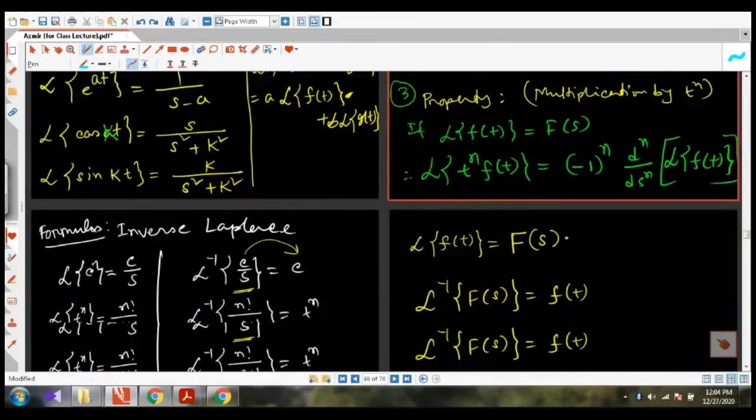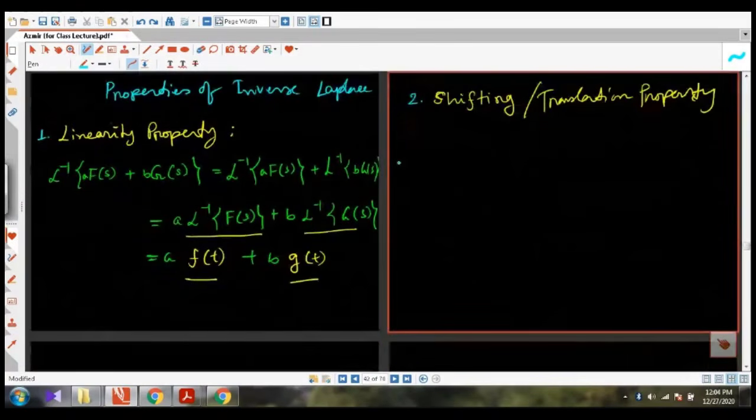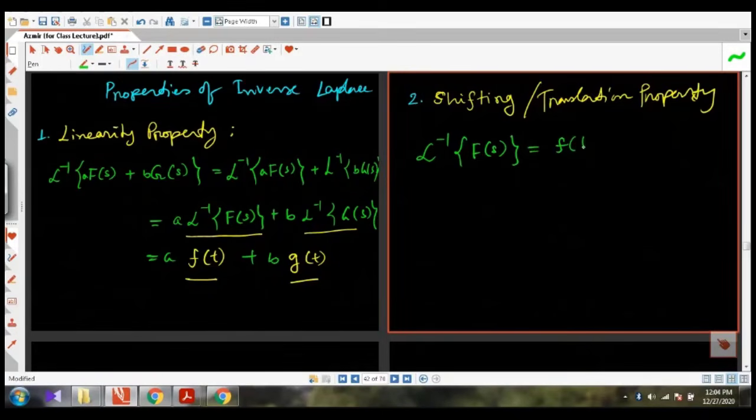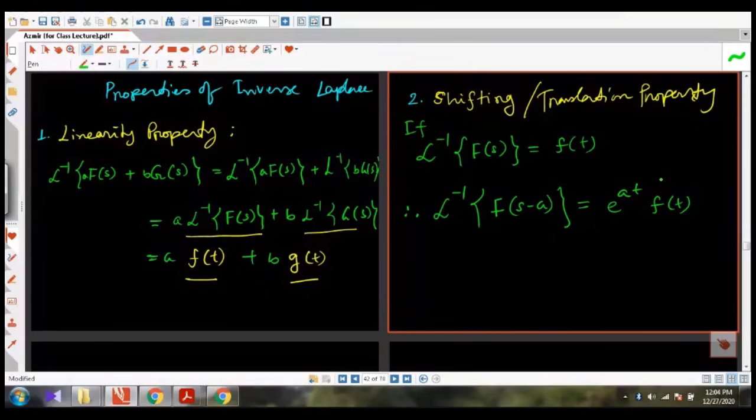So let's write down the property. If the inverse Laplace of F of s is f of t, then what will be the case for the inverse Laplace transformation of F of s minus a? It will be e to the power at times f of t. Is it clear? Yes, sir.